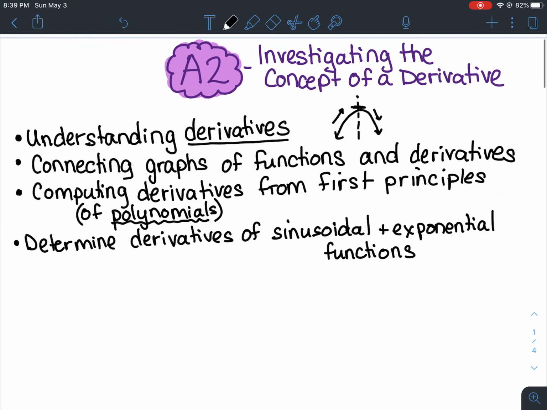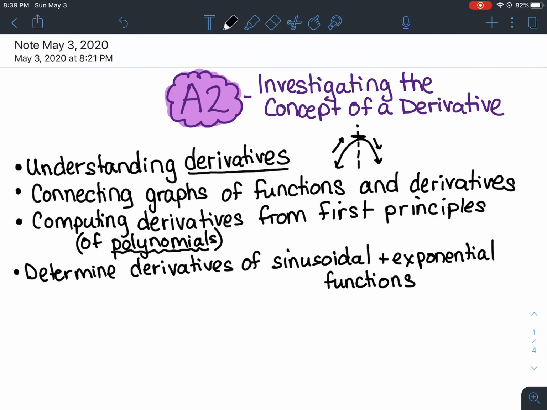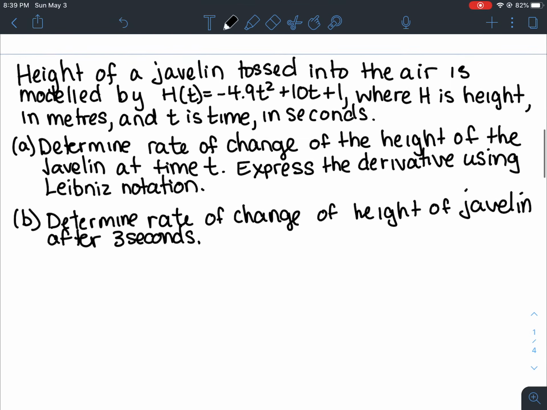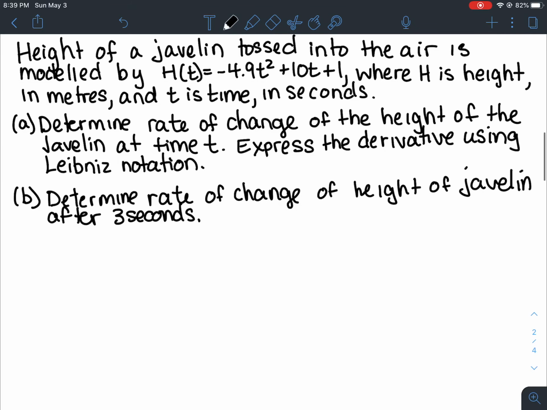Okay, so in this video, we're going to hit on this again. We're going to do more first principles stuff because it's good to practice that a lot. And then we're also going to try to connect some graphing things. I feel like every video is going to talk about derivatives, so hopefully it'll contribute to your understanding. Okay, that's the plan. So let's start with the word problem.